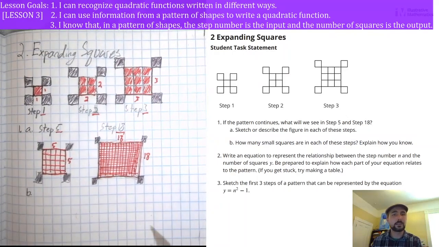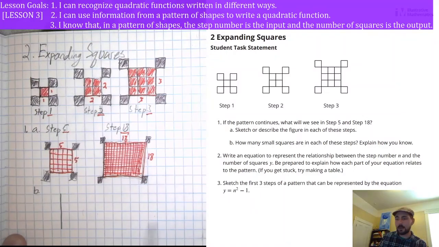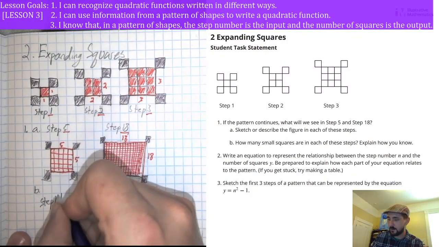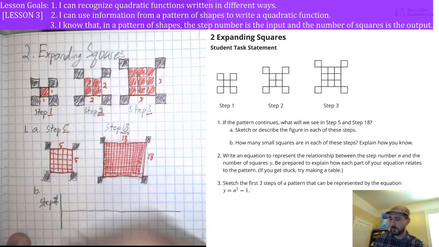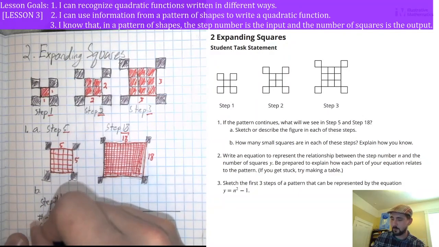Okay, so B says specifically how many squares in each step. Well, let's do this in an organized mathematical fashion, which means make a table. So we're going to make a table going across just because of the space I've got. And we're going to say step number and number of squares.